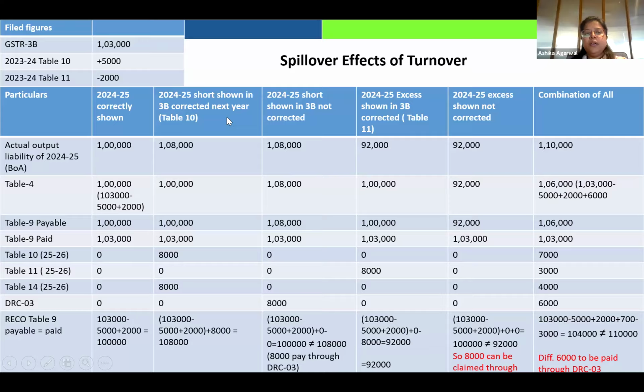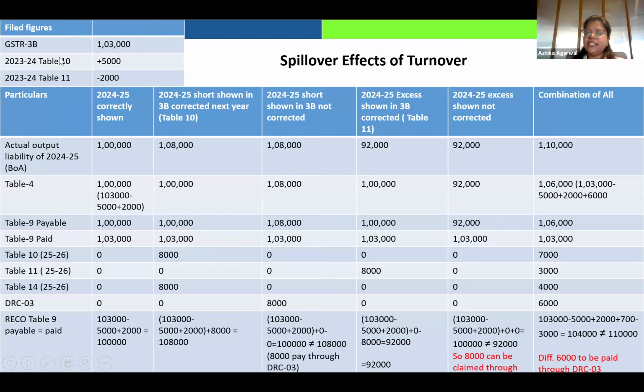Another example: 24-25 short shown in 3B and paid in the next year. It means I have paid my liability lower than what is payable for 24-25, but I corrected it in 25-26. How to deal with it? Here my actual output liability is 1,08,000, but on how much I have paid tax is 1,03,000.